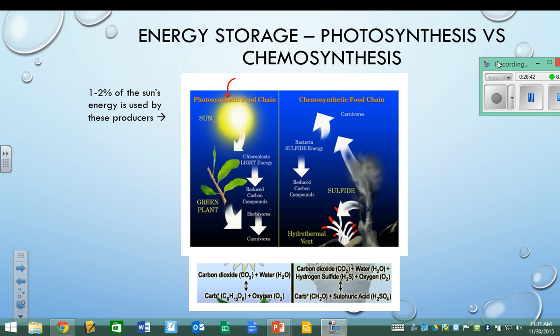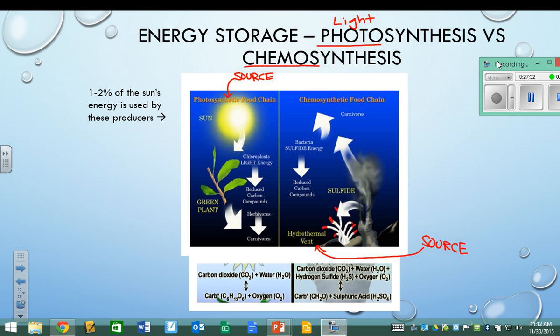In a photosynthetic food chain, the source of energy is the sun. In a chemosynthetic food chain, the source of energy isn't the sun, but is a hydrothermal vent. So that means photosynthesis, where photo means light, is where we're making a molecule by using light energy. Chemosynthesis, where chemo means chemistry or chemical molecule, is where we're making a molecule by using chemical energy and heat that is coming from this vent at the bottom of the sea. So there is no sun available in a chemosynthetic food chain.